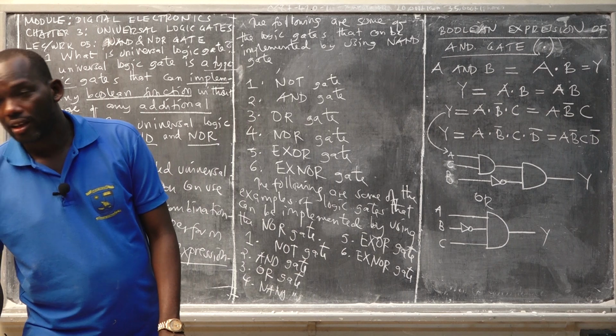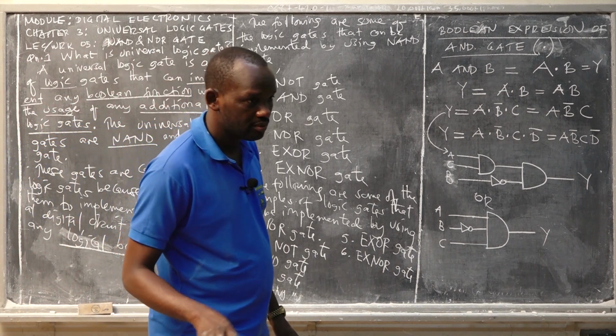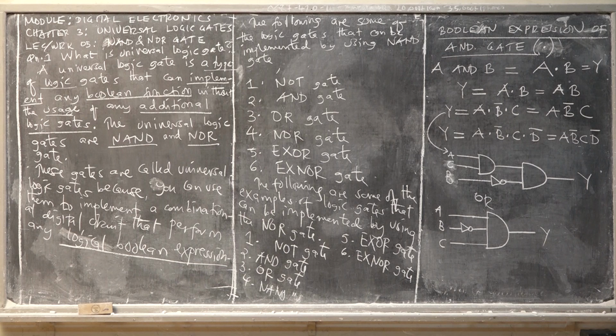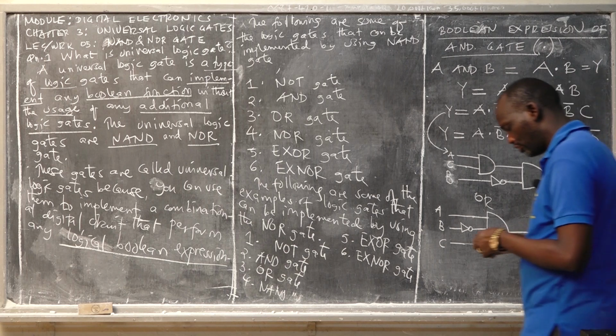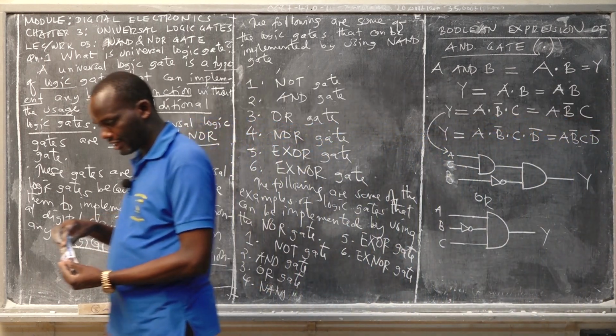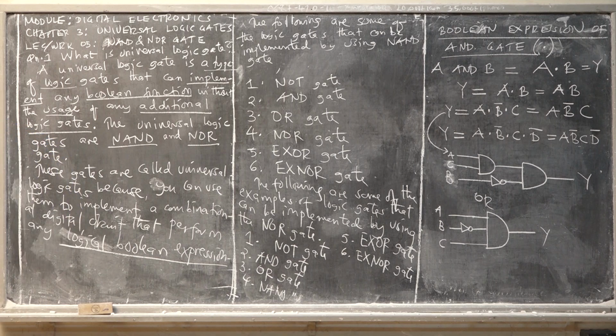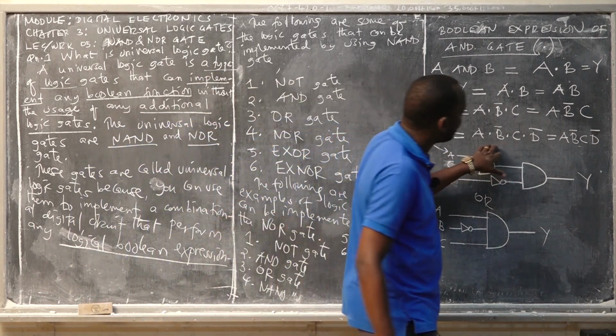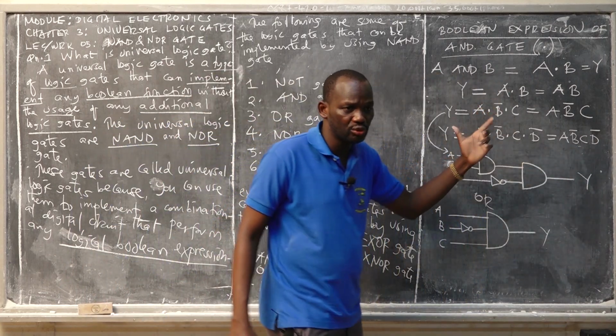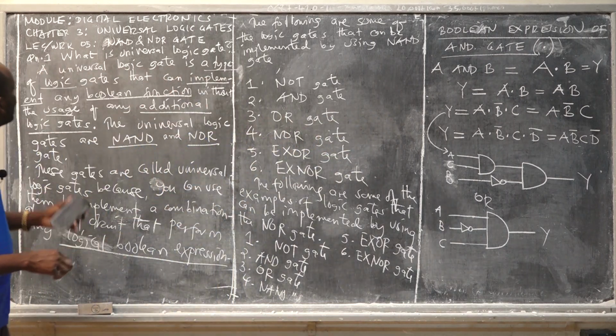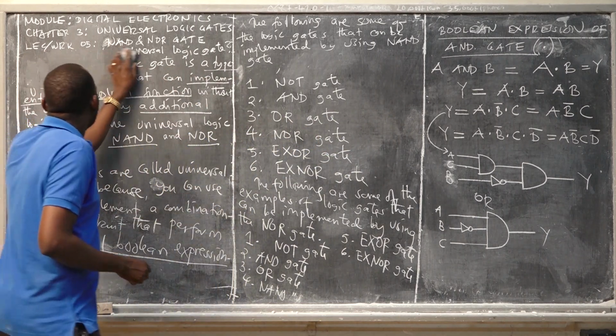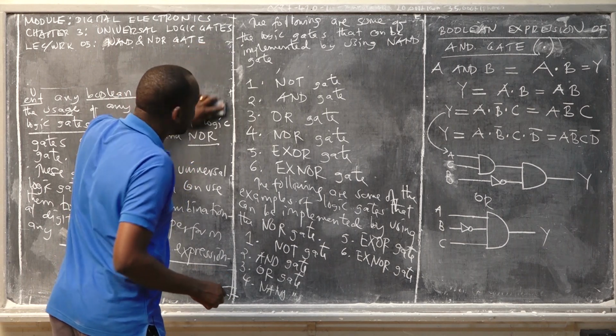Are we together? So that is how you can relate the Boolean expression with the schematic, logical circuit diagram. So just remember that whenever you see either a dot, or you don't see the dot but you see 2 letters, then you have to know that that is all about the AND gate. I'm talking about the AND gate.